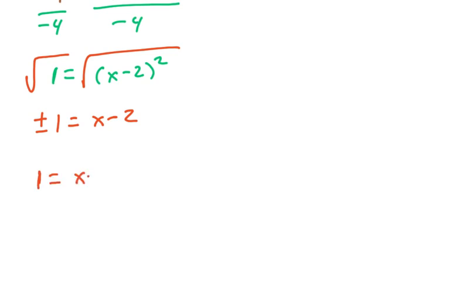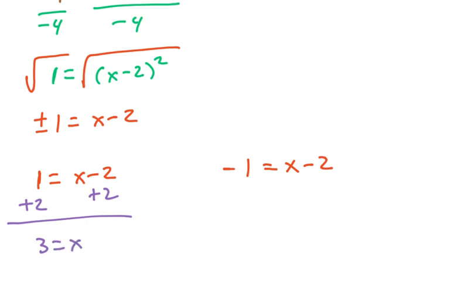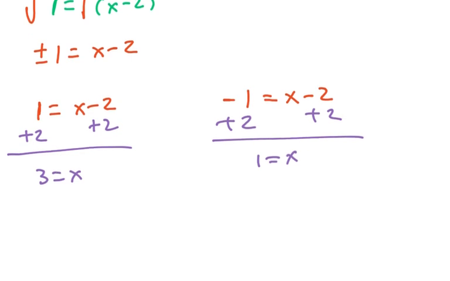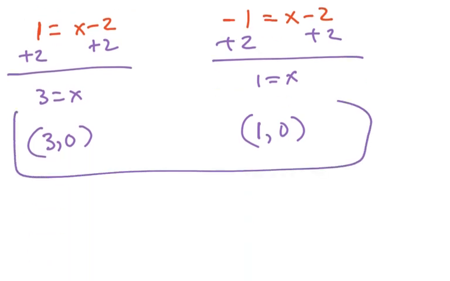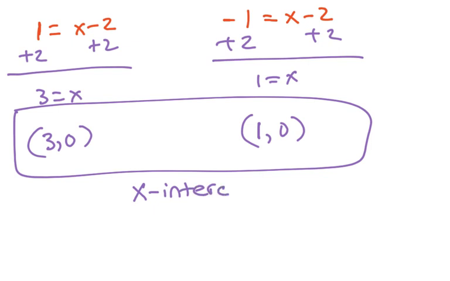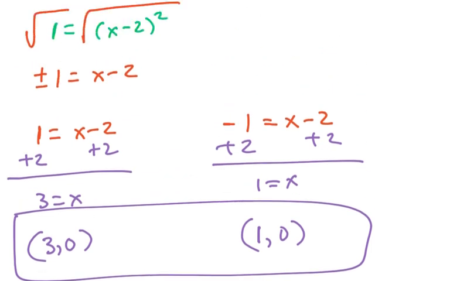I have 1 equals x minus 2, and then I have negative 1 equals x minus 2, and we're going to solve. So plus 2, 3 is x. Here we're going to go plus 2, x is 1. So we see the solution is going to be 3 comma 0. Notice it's 0 because the y value is 0, and 1 comma 0. These are our x-intercepts. Again, the x-intercept is when y is 0.